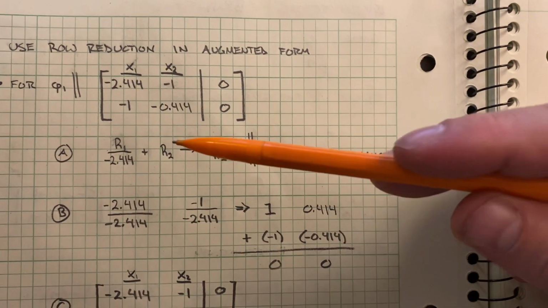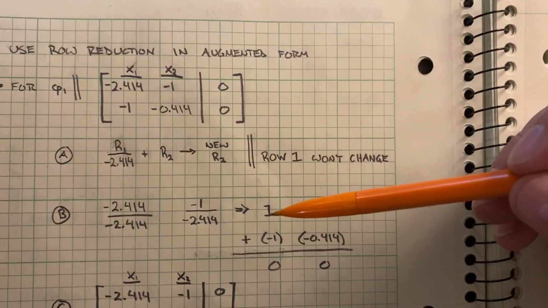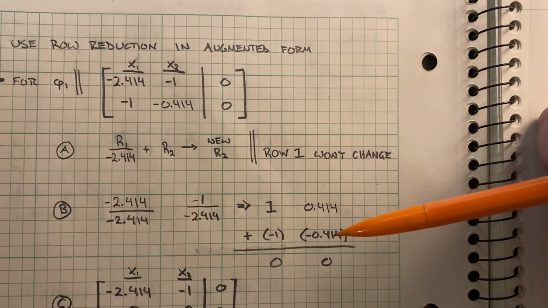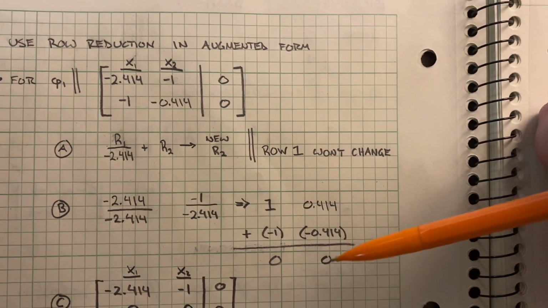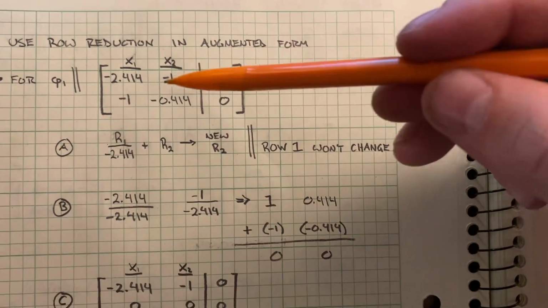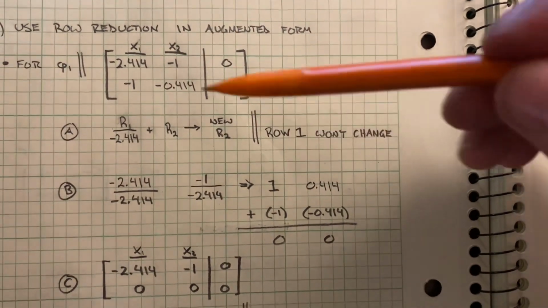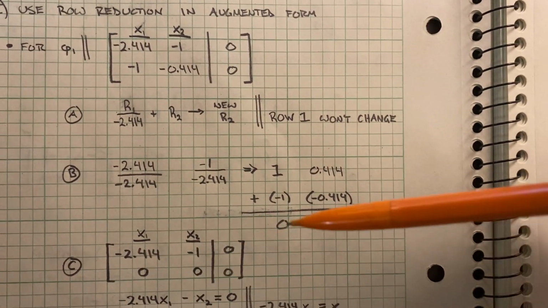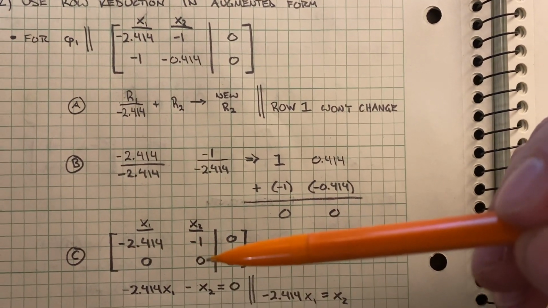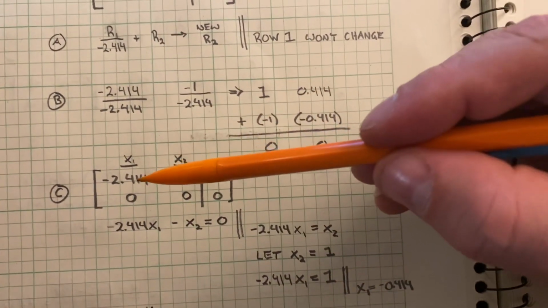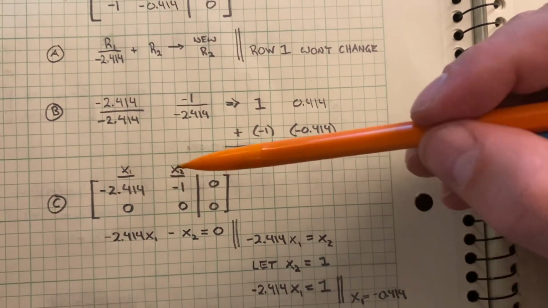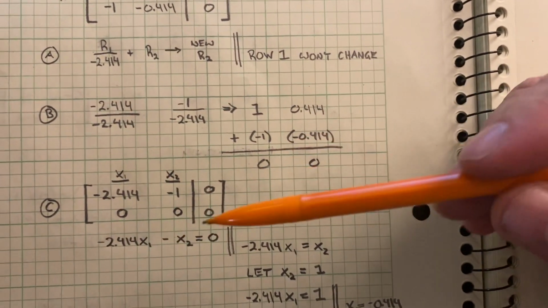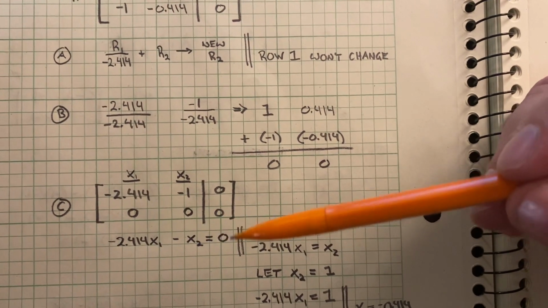We're going to go ahead and add that to row 2. 1 plus negative 1 is 0. 0.414 plus negative 0.414 is 0. So now we will rewrite the matrix. Remember, row 1 did not change, so this row 1 is identical to this row 1. And now we have zeros for row 2. We will assign these values to our columns x1 and x2 to create this equation here. Negative 2.414x1 minus x2 is equal to 0.